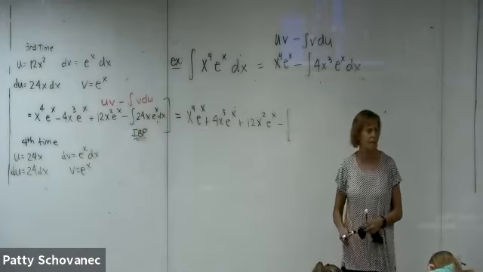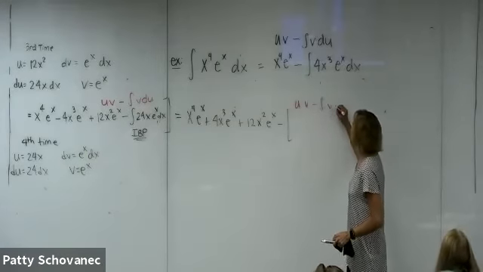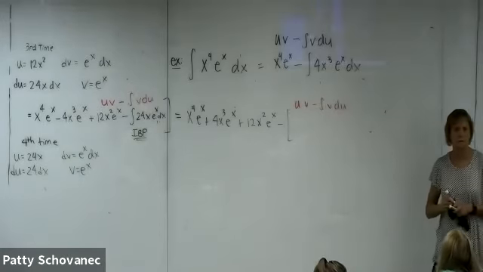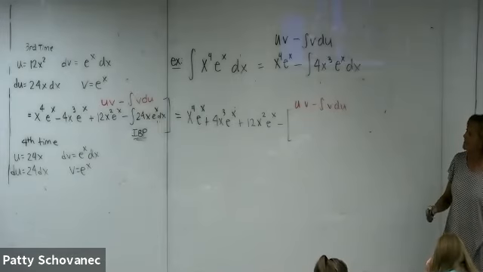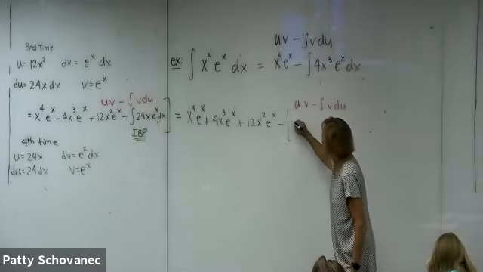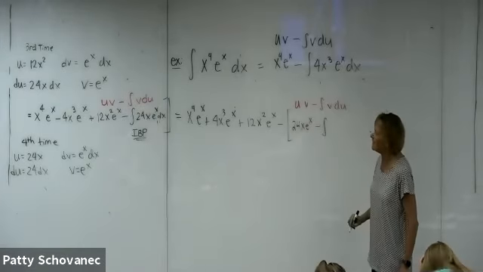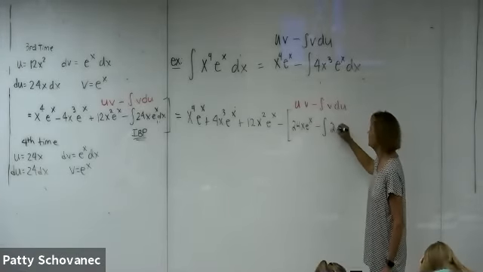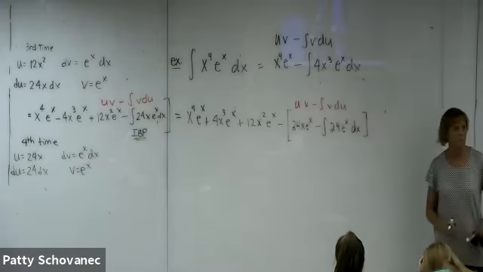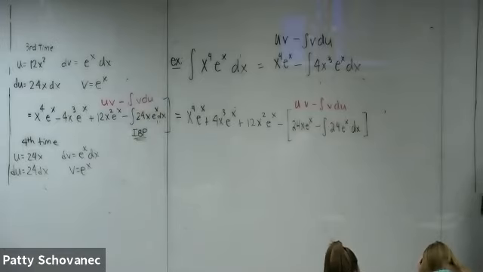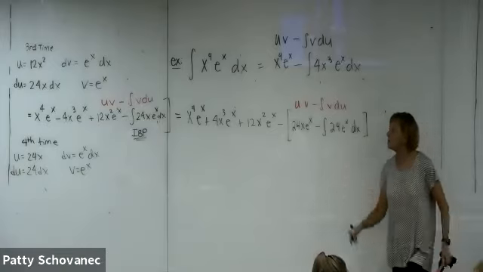The presence of the minus sign makes me put brackets. And here, uv minus the integral of v du. Using our fourth time, uv is 24x times e to the x, minus the integral of v du, and that's just going to be 24 e to the x dx. That's a straightforward integral. Because that's just a constant times e to the x, we'll be done in this next step.